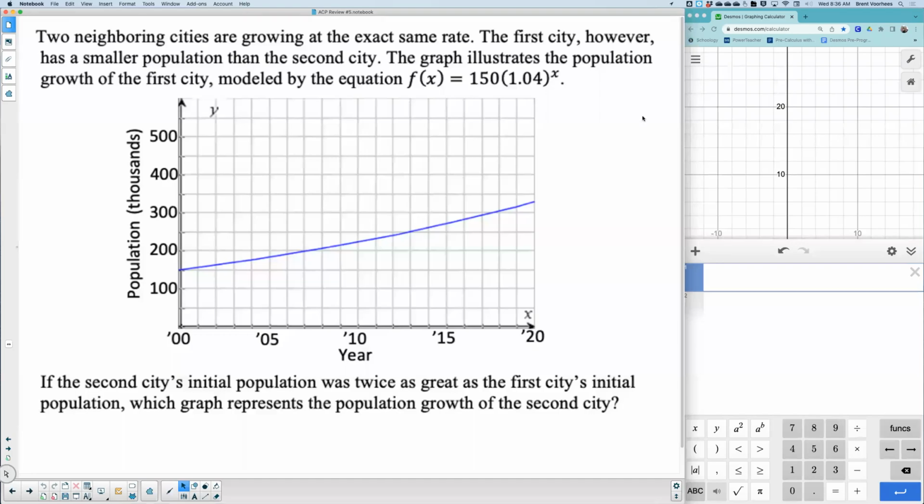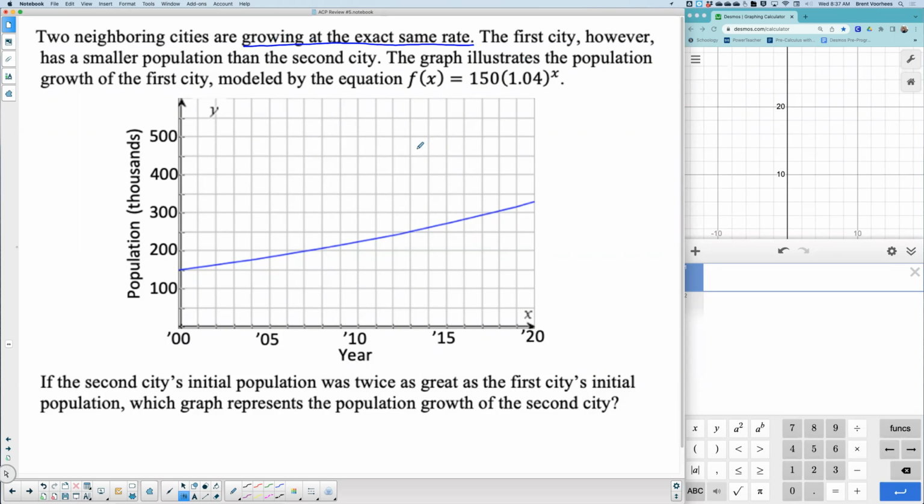All right, let's take a look at where we're going the next few days. We're going to take a second look at a lot of these ACP type questions. And so this first one says two neighboring cities are growing at the exact same rate. So I think that's key. So growing at the same rate. We've talked about that, the word rate with exponential functions. So I'm going to underline that.